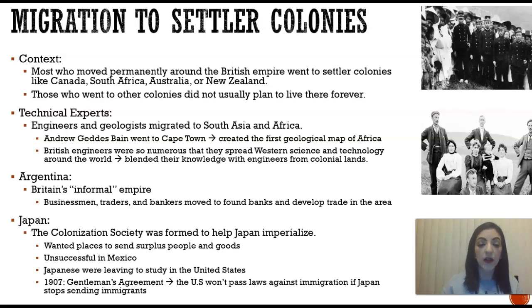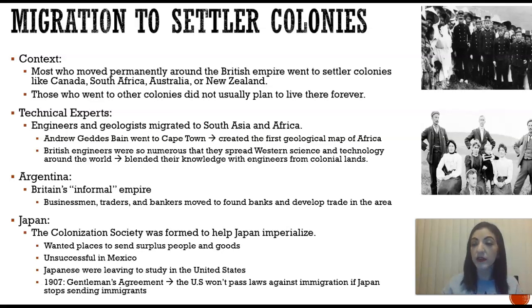In Japan, you had the Colonization Society that was formed to help Japan imperialize. They wanted places to send surplus people, because Japan is kind of small, and if they run out of space to provide for their people, they need to send them somewhere, but also for their goods to sell them to new markets. They were unsuccessful in Mexico, so Mexico doesn't take well to invaders.